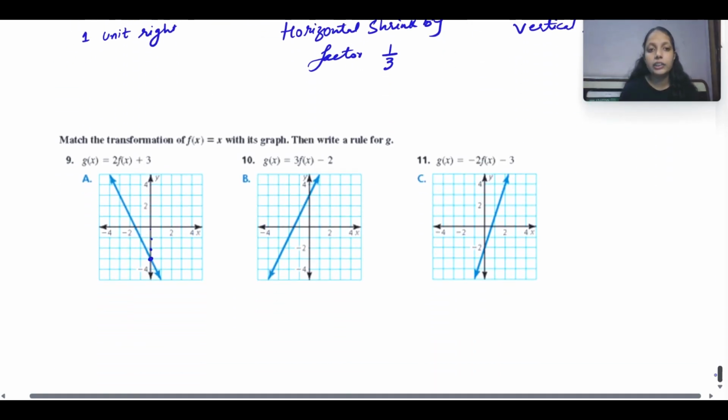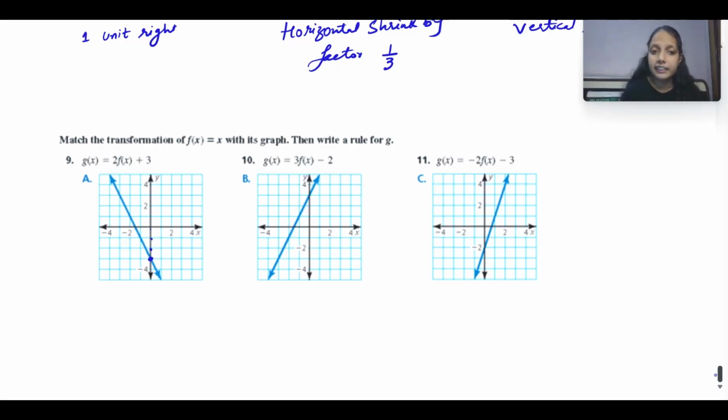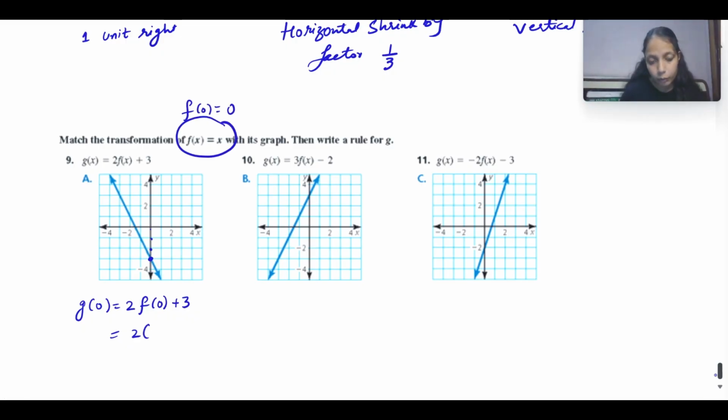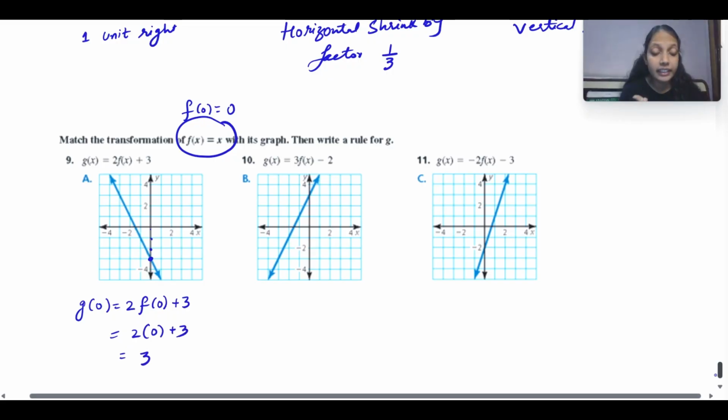Now we have to match the transformation of f of x equals x with its graph. Because the graph is given, I will directly substitute the value. It is easy if I check the value at 0. So question number 9, check the value at 0. G of 0 is 2 times f of 0 plus 3. What is f of 0? F at 0 is 0. So 2 times 0 plus 3. Answer is 3. So your graph must cut at a positive 3 for question number 9.